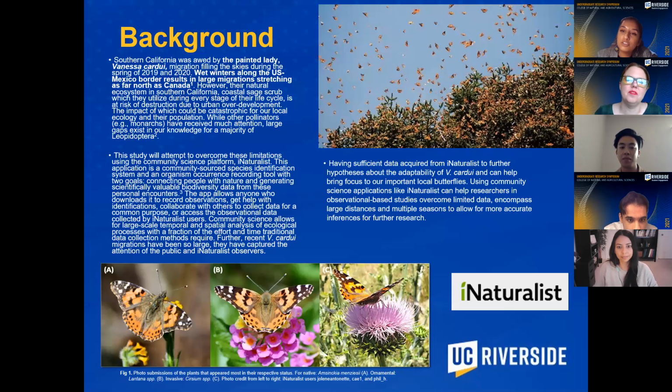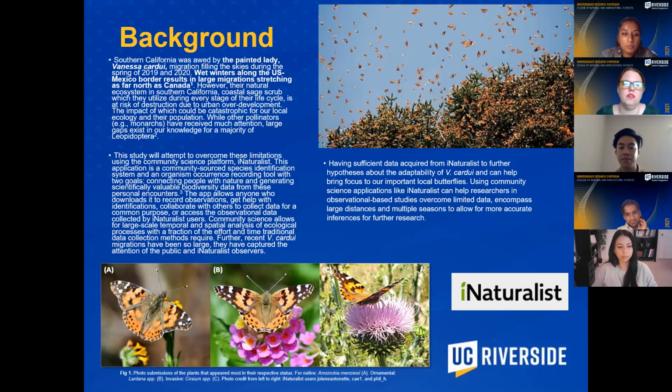So pollinators such as bees, monarchs, and hummingbirds receive a lot of attention in literature and media. However, large gaps in knowledge exist for the majority of Lepidoptera, better known as the butterflies. Vanessa cardui are the painted lady butterflies. They're a cosmopolitan species, which means they're widespread. They're found around the world except Antarctica and South America. They are long-distance migrants, having a migration longer than the monarchs.